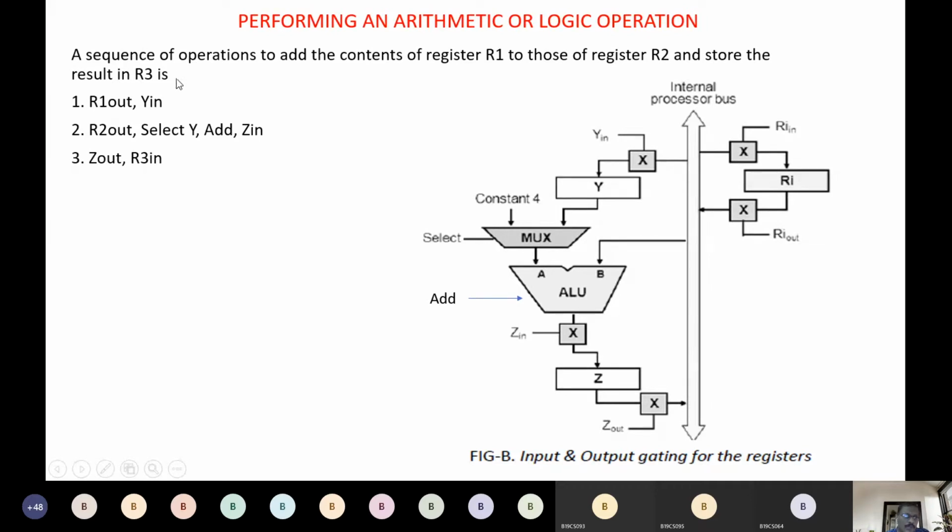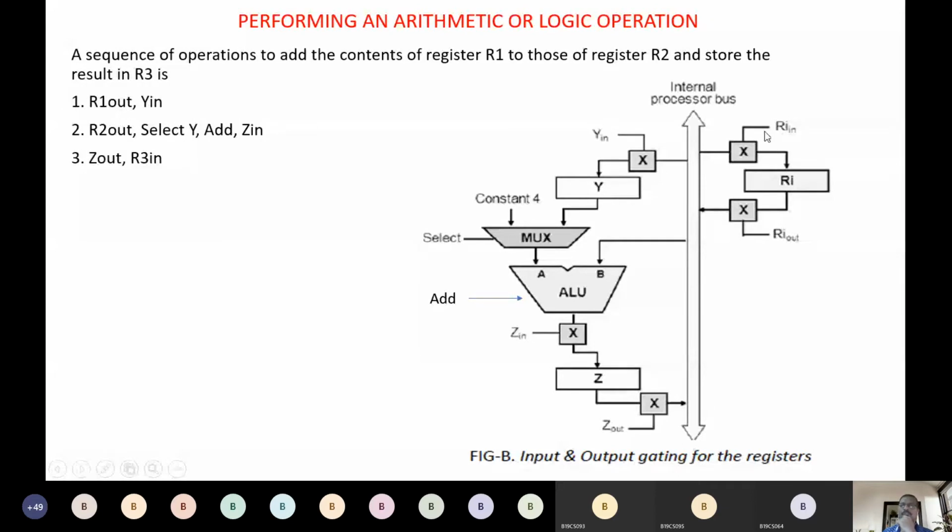For doing these operations, you can see these are the machine level instructions that turn the control signals on, and they do this task: content of R1 plus R2, and result stored in R3. So you can see what the first one says, R1 out. That is, the register R1 out signal is made 1, set to 1.